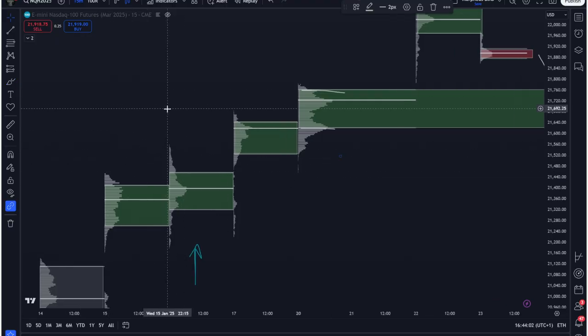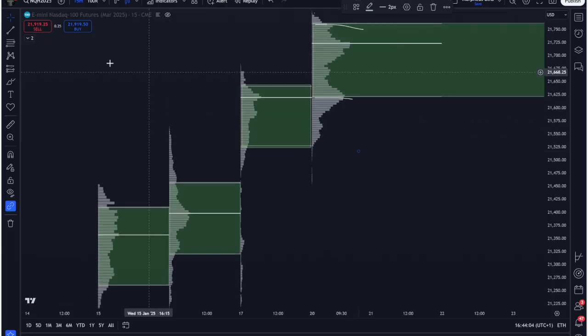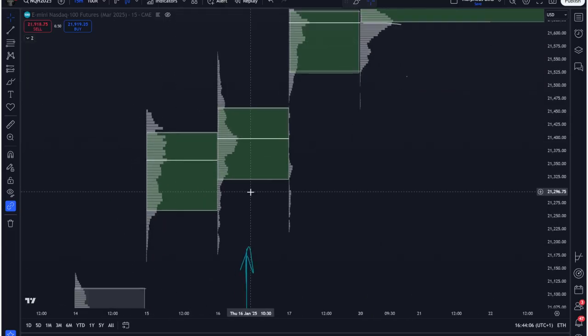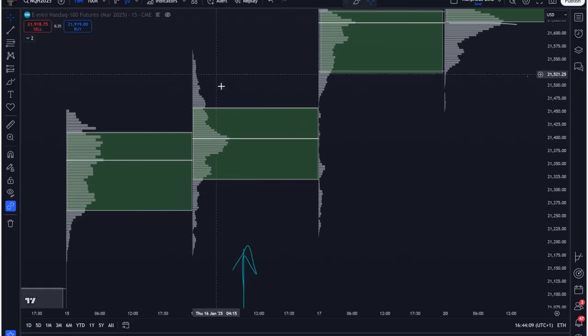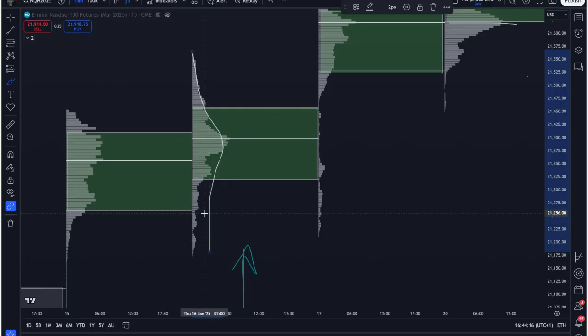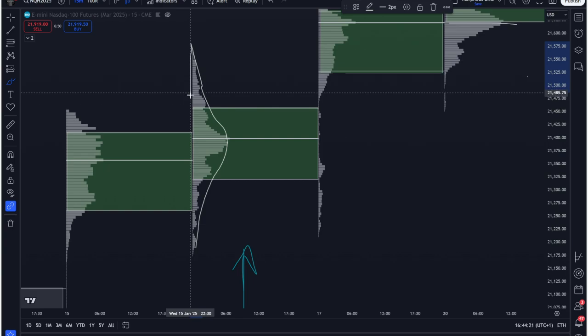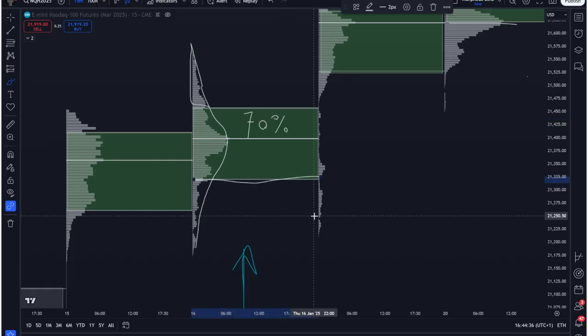Perfect. And I want to see deeply, I want to zoom in and check in this profile which kind of profile we have. We have a balanced profile because the tails are almost the same. You can see from here, okay? These are the tails, the Gauss distribution. And we have where 70% of volume is exchanged, okay? This is the value area low, okay? This is the value area low.